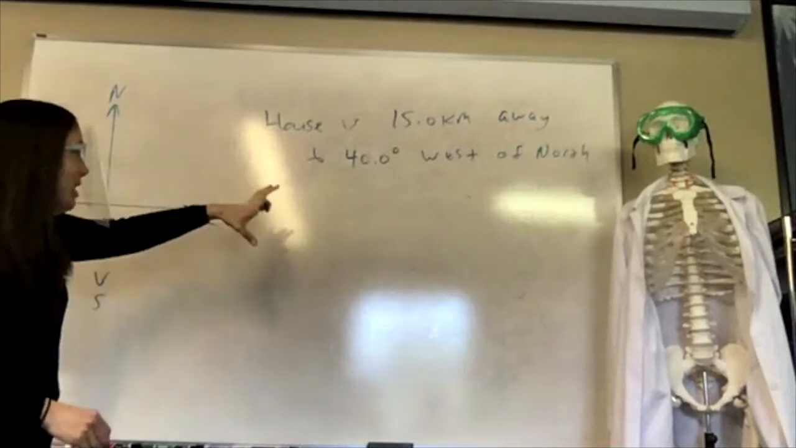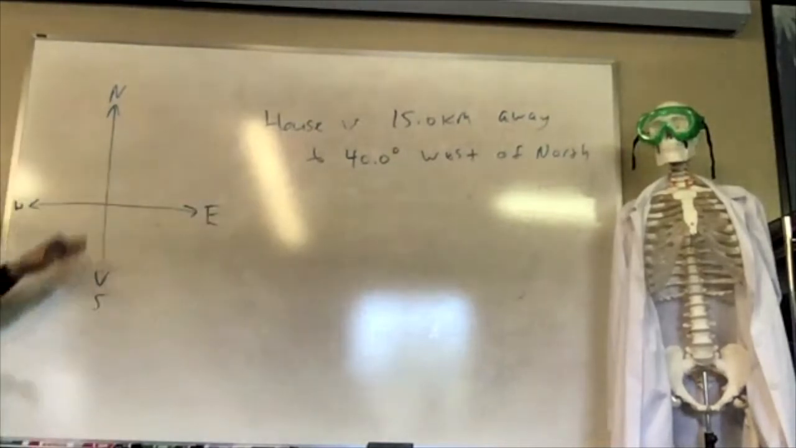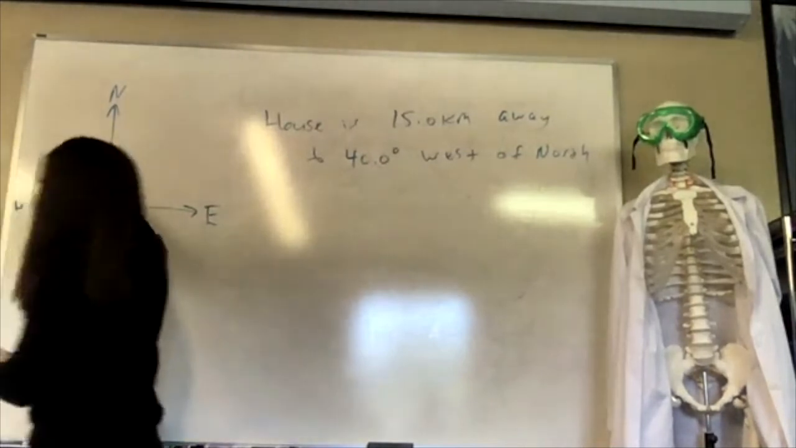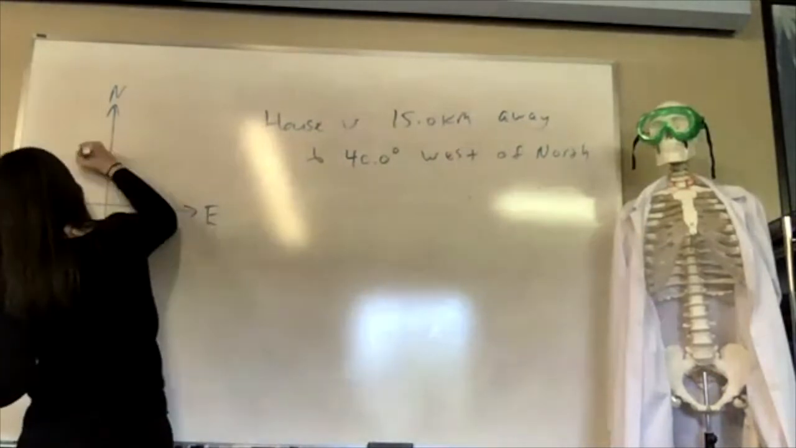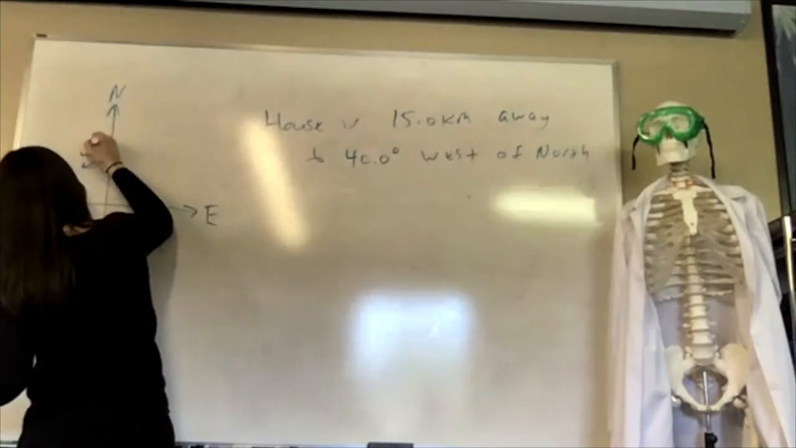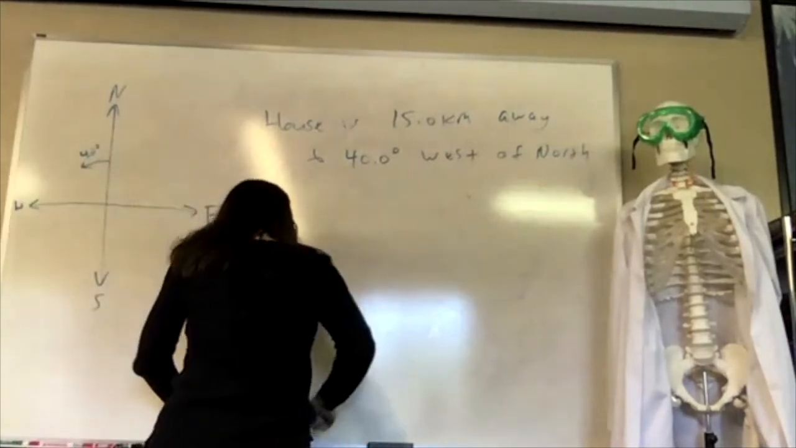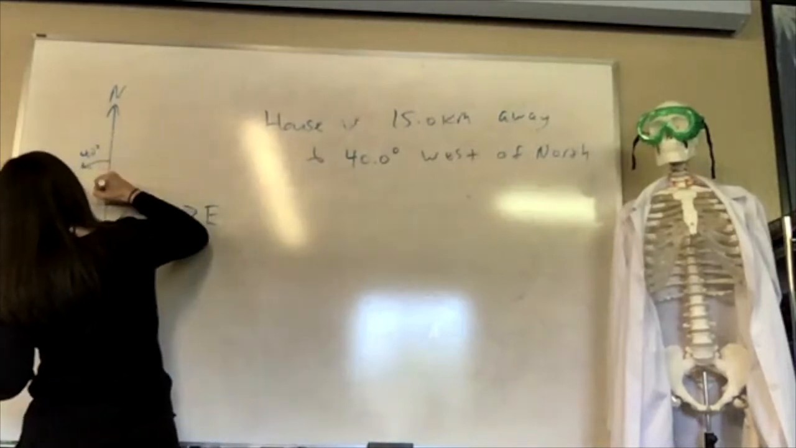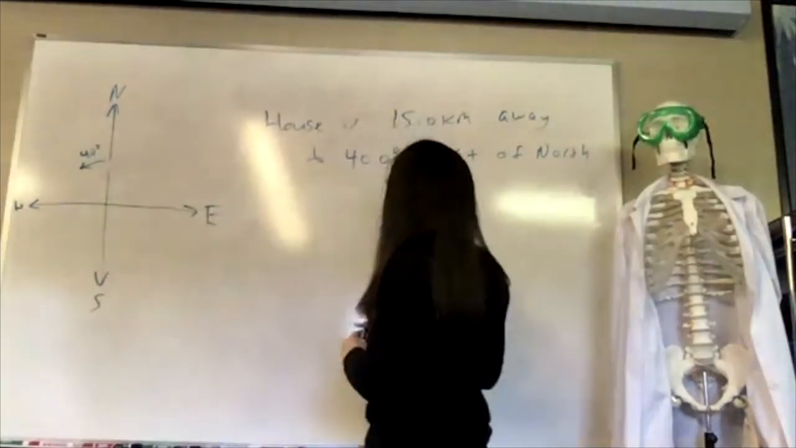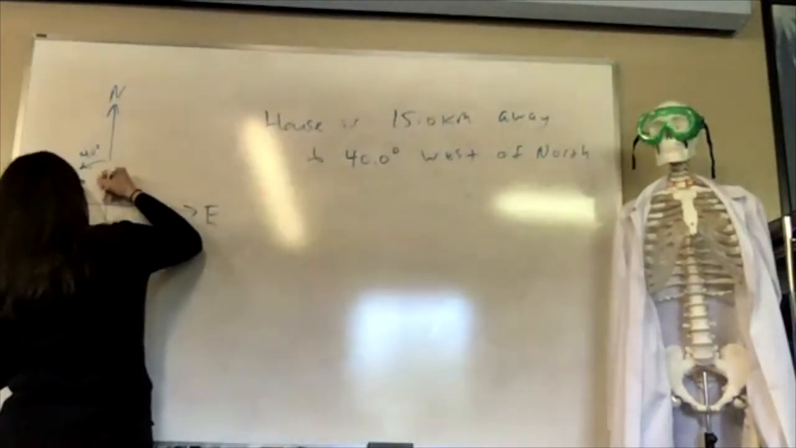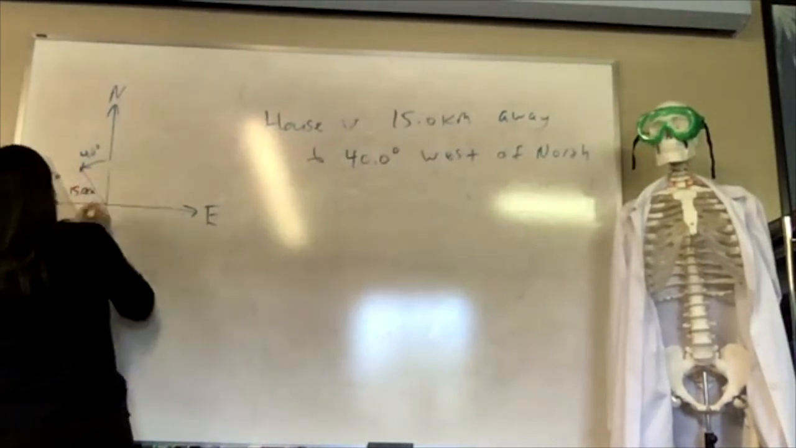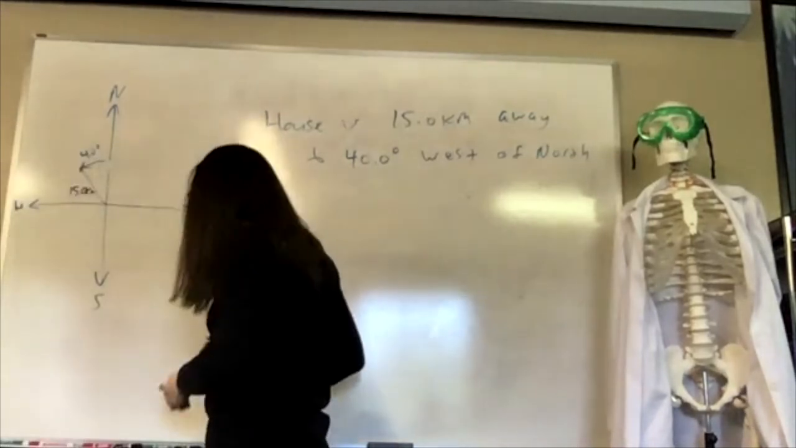Okay, so 15 kilometers away west of north, what does that mean? Well, this way is north, right? West of north, we have to go this way. We would go 40 degrees west of north. So the house would be about right here. That's 40 degrees west of north, and it's 15 kilometers away. So we would have our vector be 15 kilometers, like that.